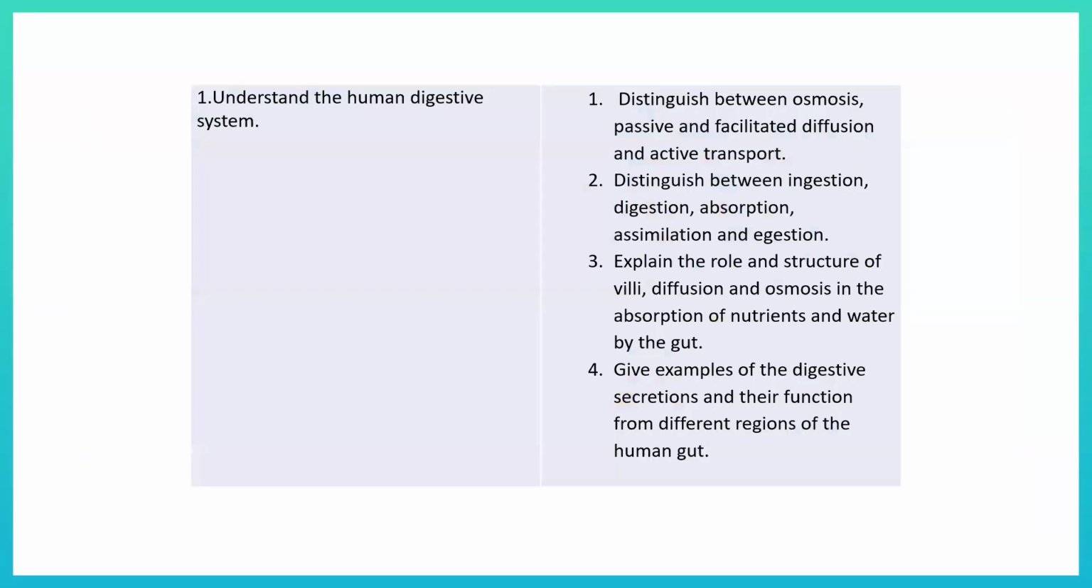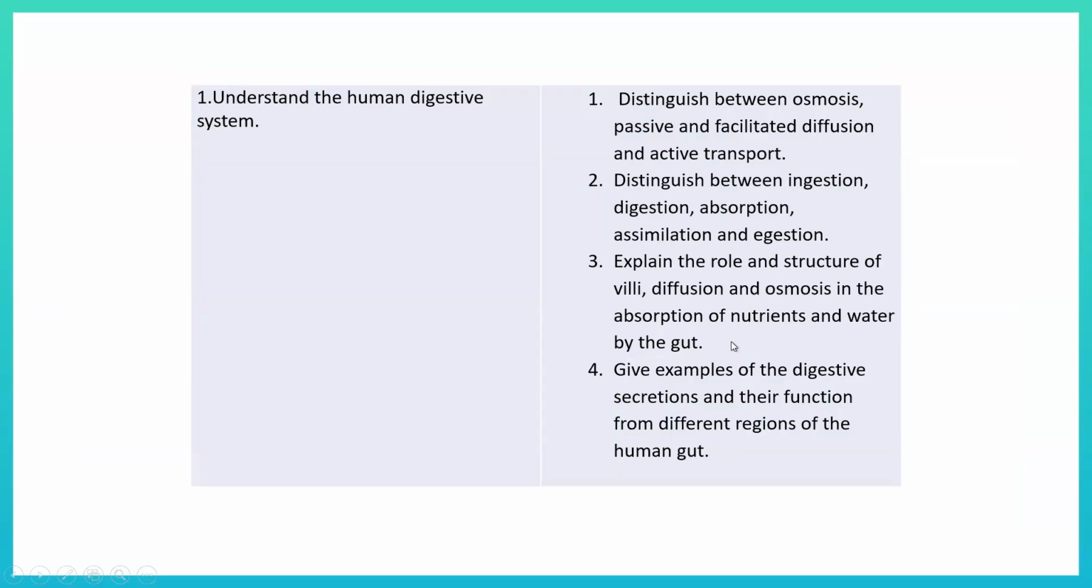Okay, I'll skip past that so we can get to the next bit. So what have we done so far? Well, we haven't had a look at osmosis yet, but we have done point number 2, looking at ingestion, digestion, absorption, assimilation, and egestion. We have had a look at the structure of the villi. We still need to look at diffusion and osmosis. We're going to do that in a minute.